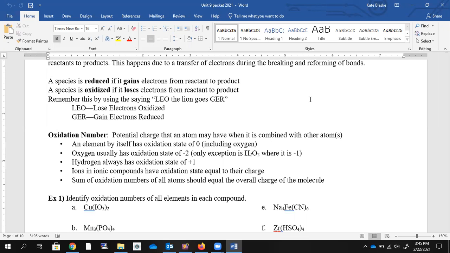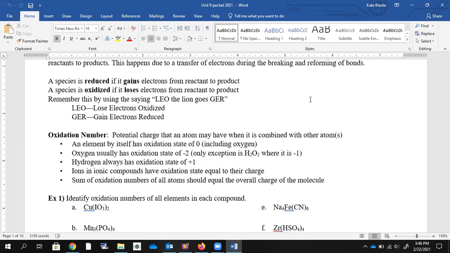So we have a couple rules for assigning oxidation numbers. Any element hanging out by itself has an oxidation state of 0. So this includes any of our diatomics or any metal or non-metal just hanging out by itself. Oxygen, pretty much 99.9% of the time, has an oxidation number of -2. The only exception is in hydrogen peroxide, where oxygen has an oxidation state of -1. Hydrogen will always be a +1.